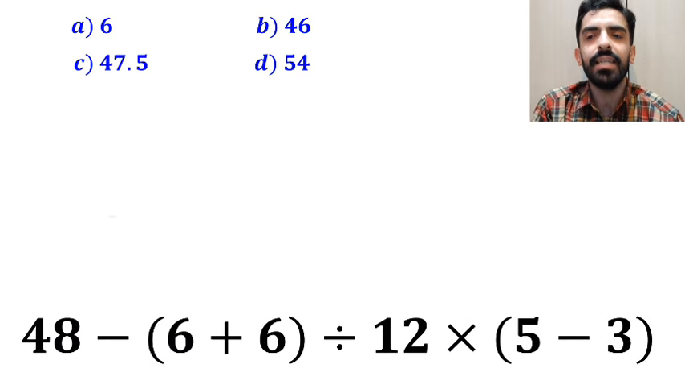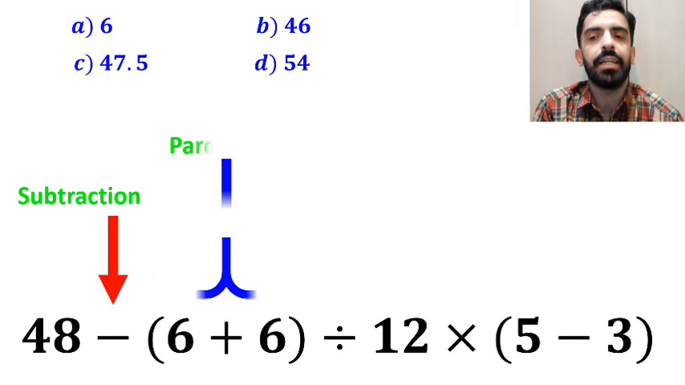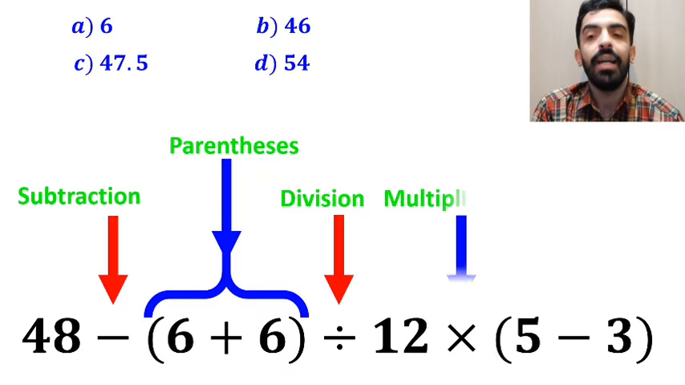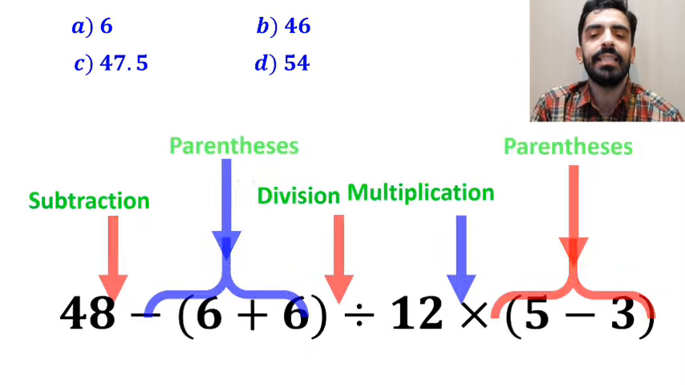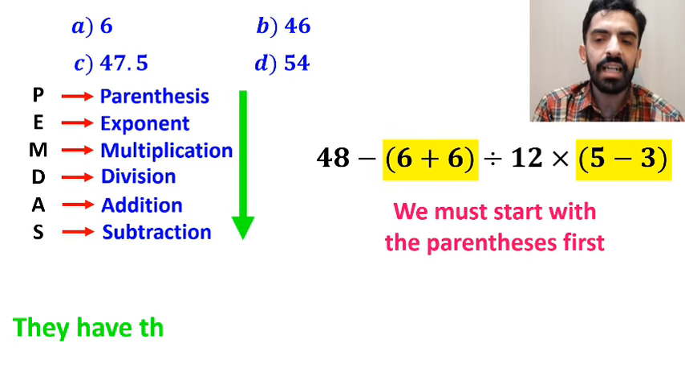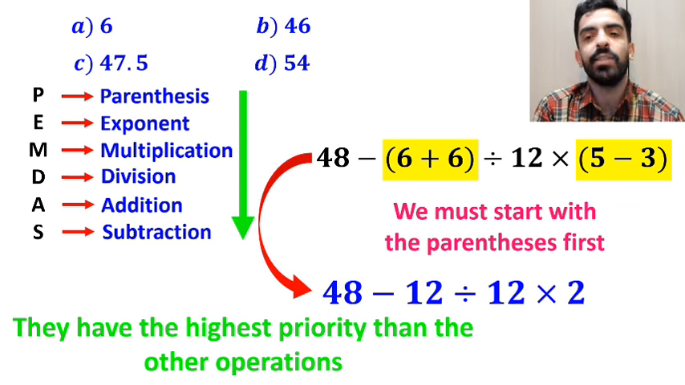Alright, as you can see on the screen, in this expression, first we have a subtraction sign, then parentheses, followed by a division sign, after that we have a multiplication, and finally another parenthesis. We must start with the parentheses first, because they have the highest priority over the other operations. So, this expression simplifies to 48 minus 12 divided by 12 times 2.